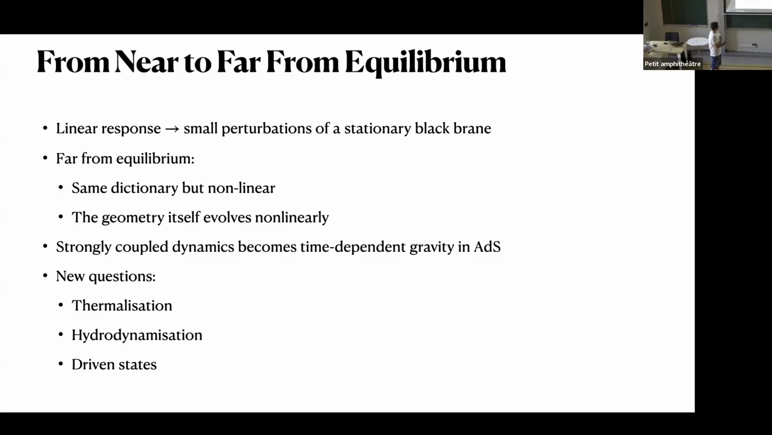And the geometry now evolves non-linearly, so you would have to do a bit more work. It's not just linear PDEs anymore, you would have to solve non-linear PDEs. It is a big step, but conceptually you're doing the same thing. And strongly coupled dynamics becomes some time-dependent solutions of gravity with AdS asymptotics. You can ask many questions here.